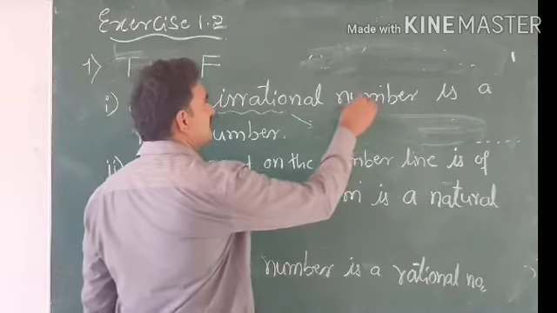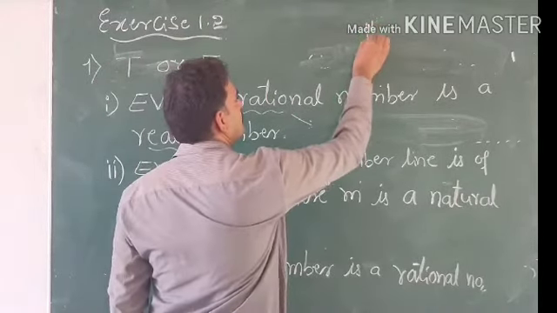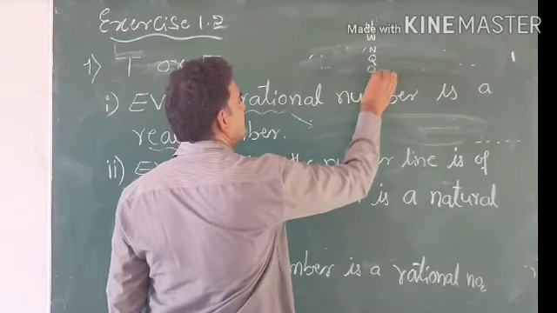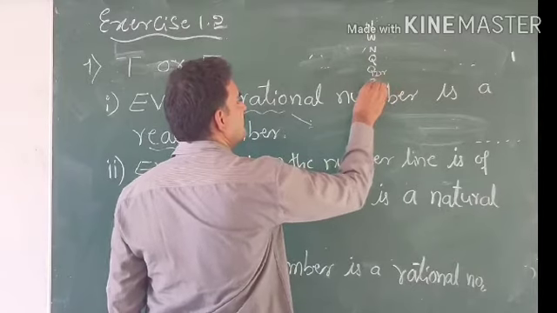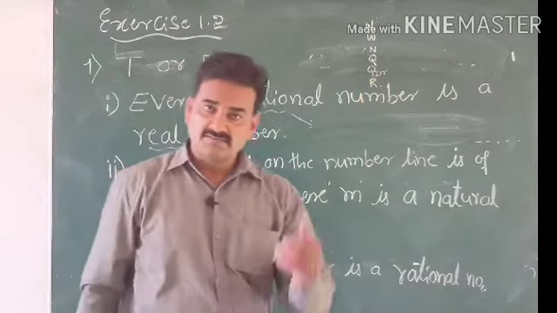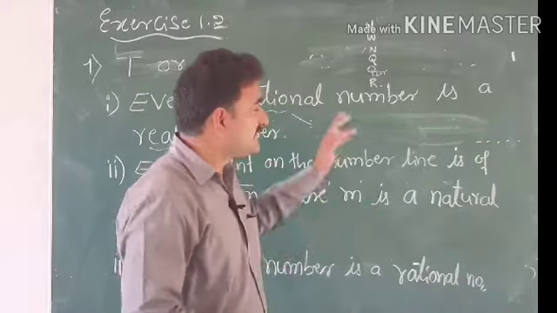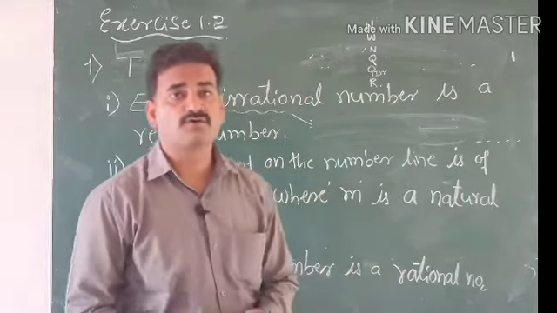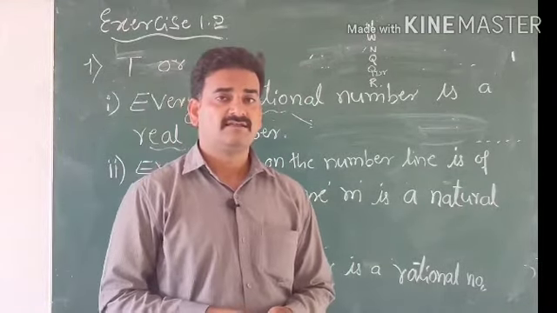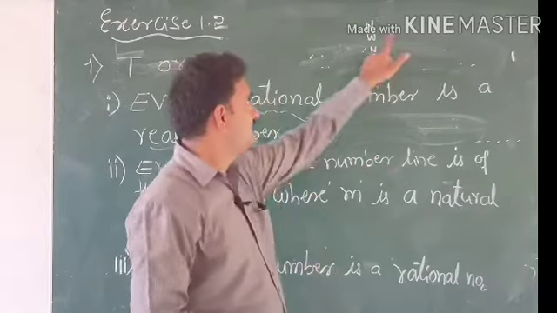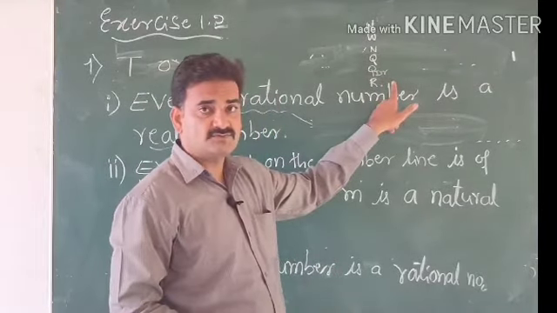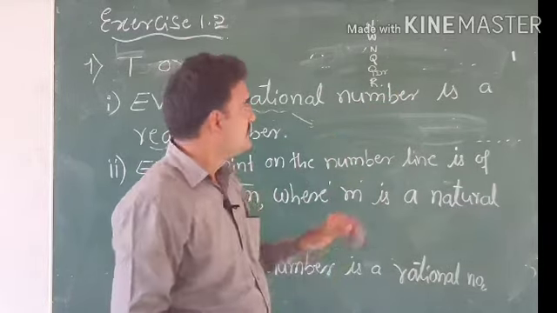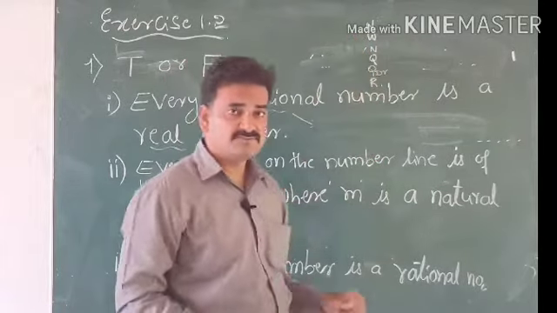That means our chart: natural number, whole number, integer, rational number, irrational number and real number. In the first video I already gave this chart. Based on this chart, we are going to tell whether the given statements are true or false. If you come down in this manner, then the statement is true. How to come down? Let us see in the statement. If you go up, the statements become false.